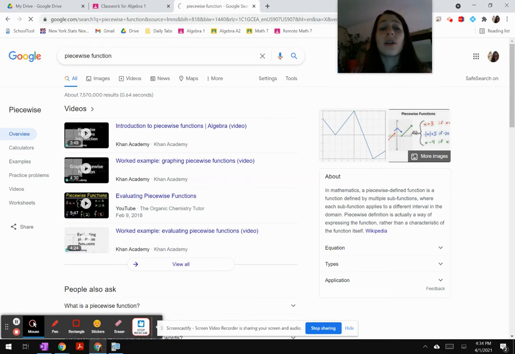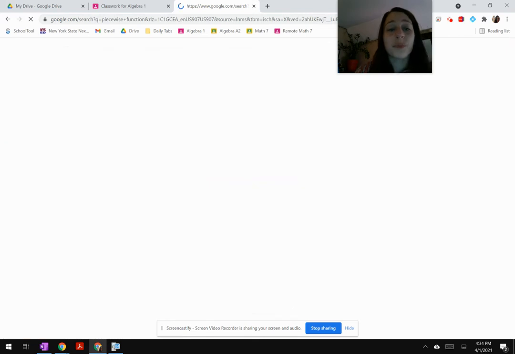If you look at your images and if you look at pictures of what piecewise functions are, my computer reload. I feel like I'm working on my Chromebook.